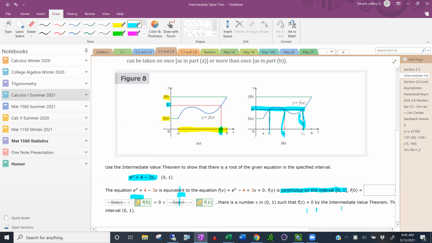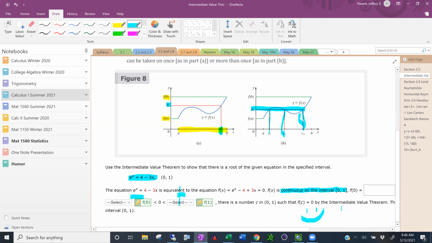And that's it. You're done with that one. You don't even necessarily have to find that value. You just have to show that the function goes from negative to positive. Or it could go from positive to negative, depending on the function. But if it has a change in sign, then it's crossed the x-axis.